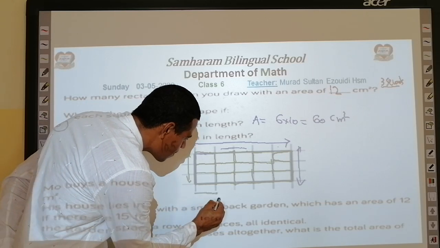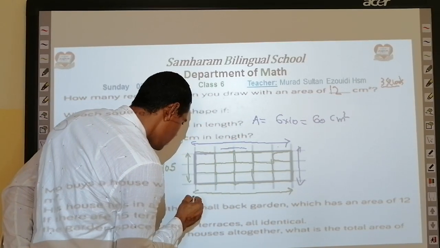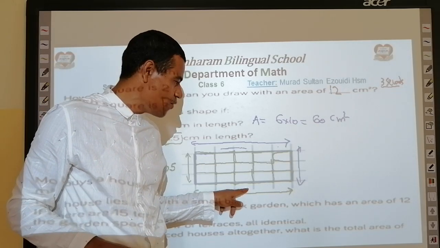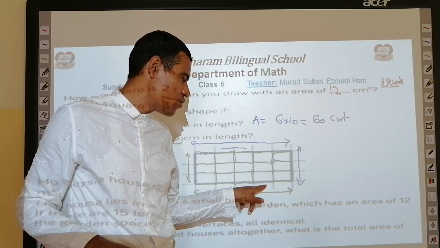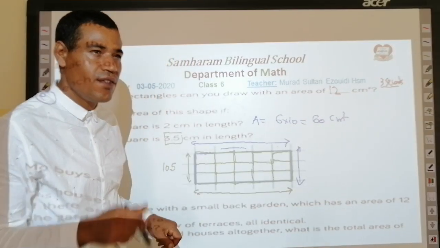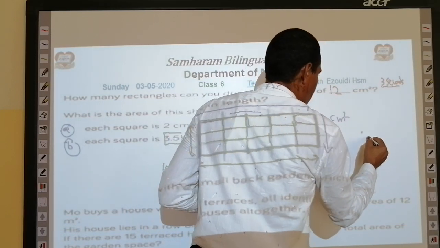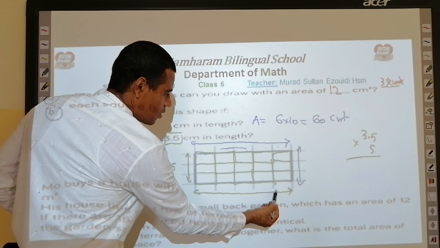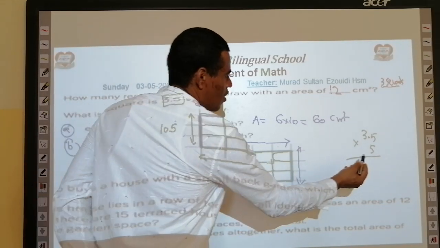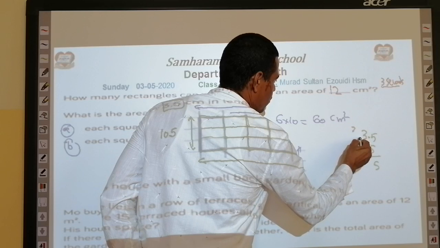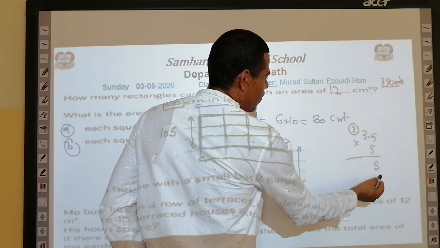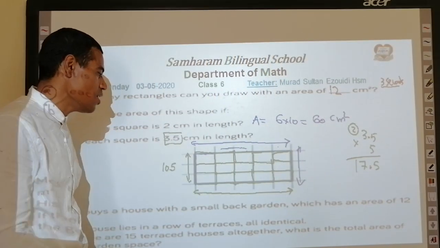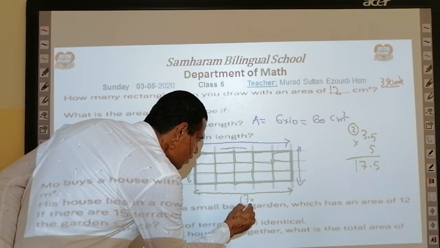And from this to this, 3.5 plus 3.5 is 7, plus 3.5 is 10.5, plus 3.5 is 14, plus 3.5 is 17.5. Look, 3.5 multiplied by 5. How many? 1, 2, 3, 4, 5. So 5 by 5 is 25. Just write 2. And right here 5 by 3 is 15, plus 2 is 17. It will be 17.5. I will just write here 17.5.